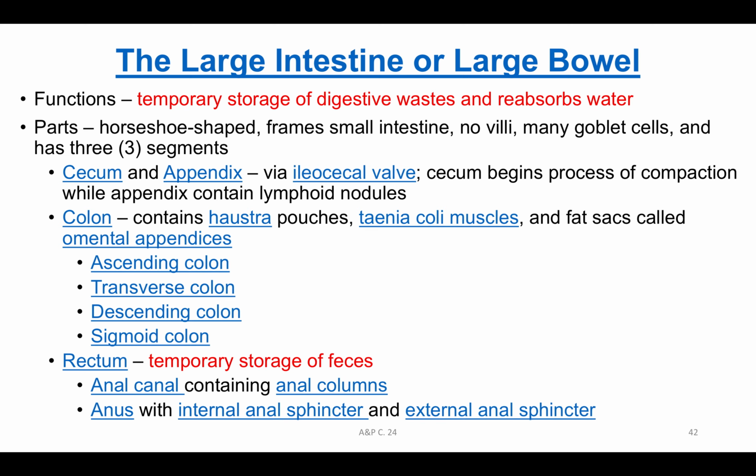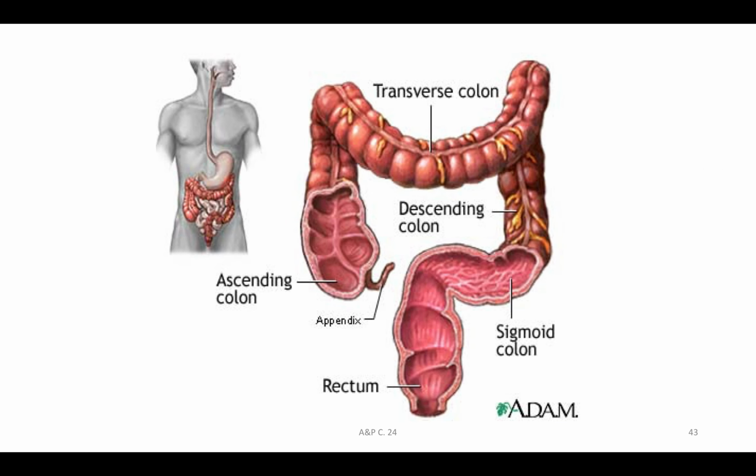So there are technically three portions of our large intestine. The first portion is what's attached to the small intestine, the cecum, and our appendix. Then we get into the colon, which is what we think about when we're thinking about our large intestine. Your colon includes four parts: your ascending colon, transverse, descending, and sigmoid. The third section is your rectum, which acts in the temporary storage of feces, and it includes your anal canal, your rectal canal, and your anus.